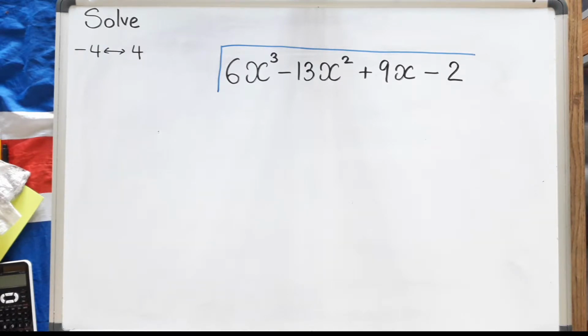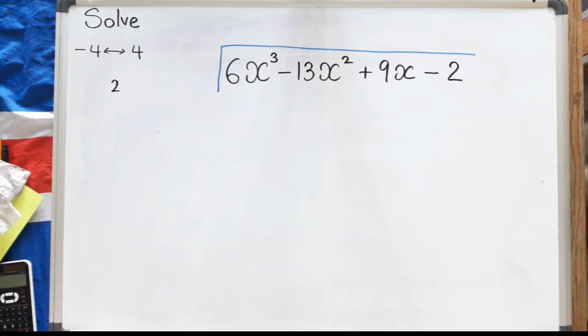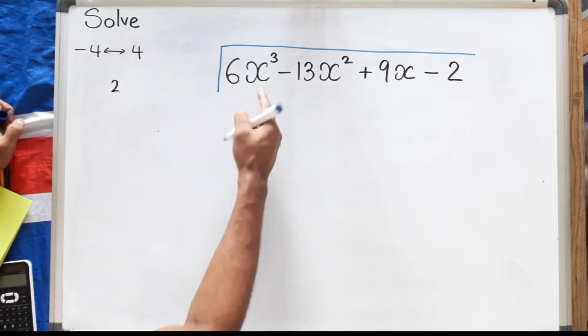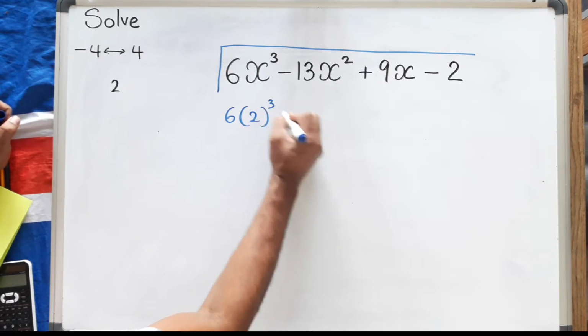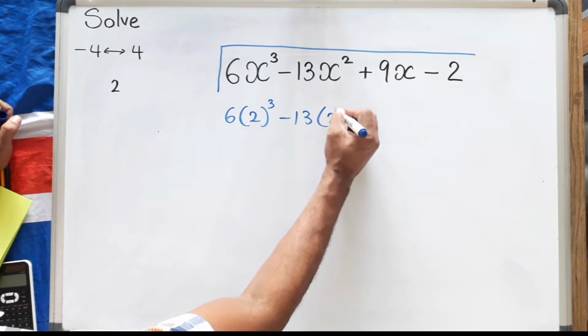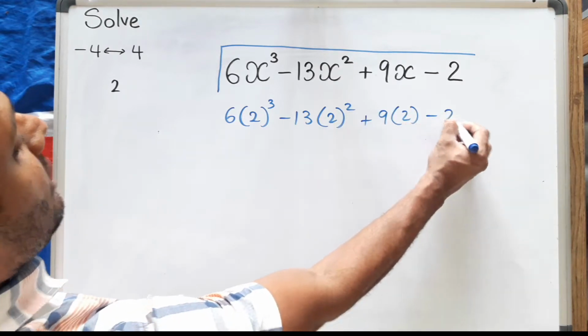But let's say I'm one of the students in the exam and I have to guess. I'm going to guess the wrong value for x, so you get an idea of what you might encounter in the exam. Let's say I guess x to be 2. That's between -4 and 4, right? Let's just replace all the x's here with 2. So I have 6, 2 to the power 3, minus 13, 2 squared, plus 9, replace this x with 2 also, minus 2.